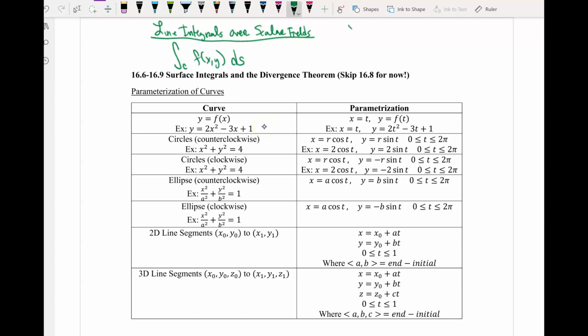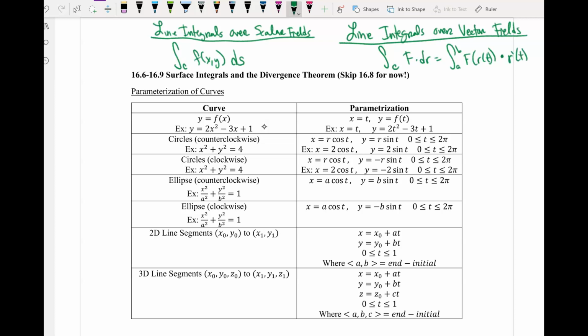We also looked at line integrals over vector fields. That looked more like the integral over C of F dot dr, which is the same thing as the integral from a to b of plugging r of t into the force field and then dotting it with the derivative of it. This is basically the amount of work done. If you have some sort of field and some sort of parametric curve as a path, you are able to calculate the total amount of work.